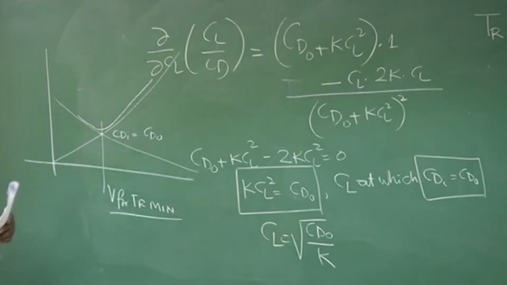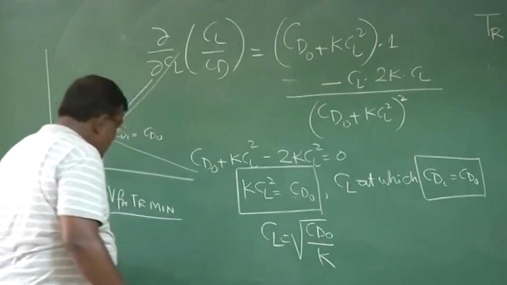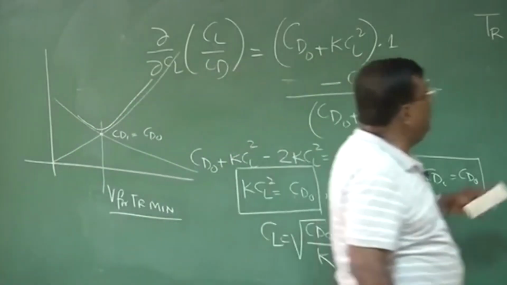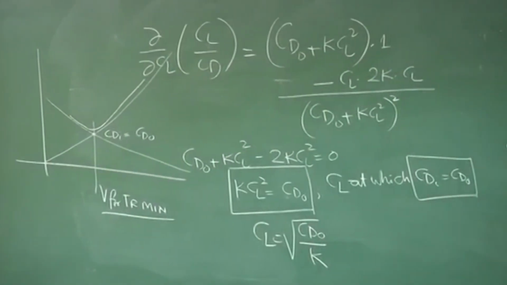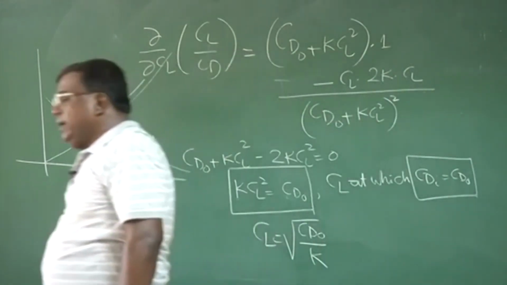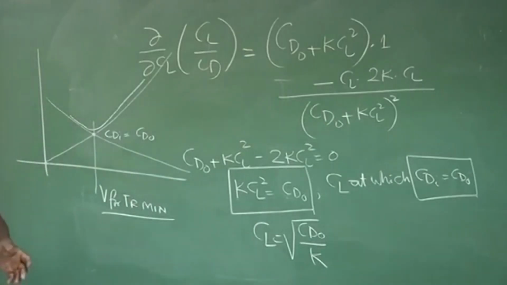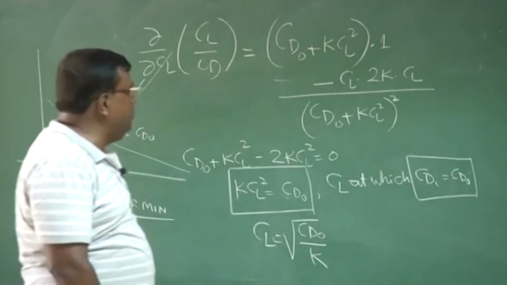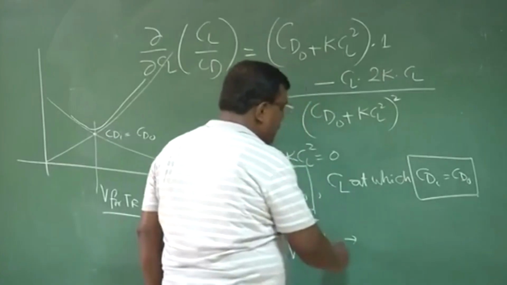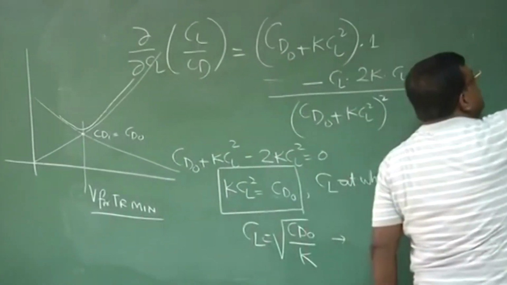Is it clear? Okay, it is fine for us. It is clear that CL is the square root of CD naught by K. However, for a pilot, if you tell, dear sir, please fly at CL equal to root of CD naught by K, he may not understand. He is not an aerodynamicist. Right? So how do I communicate to the pilot? That is also an important question.